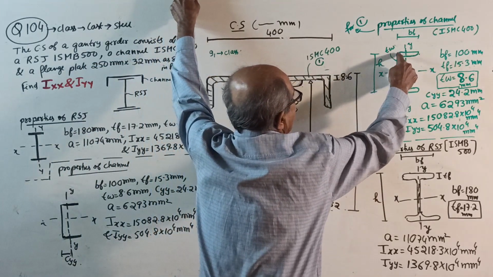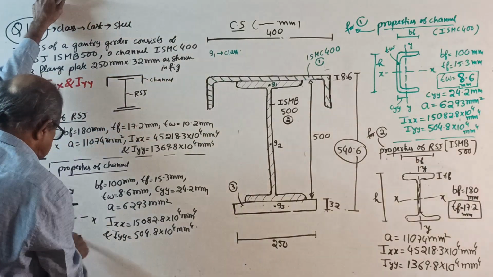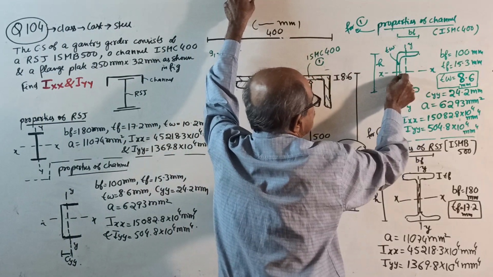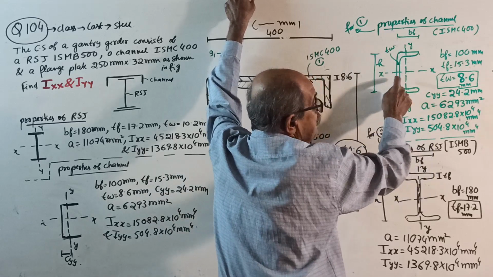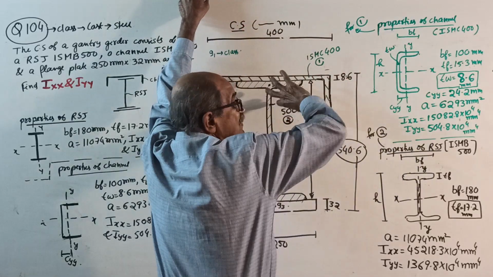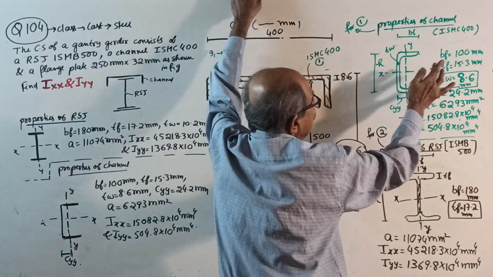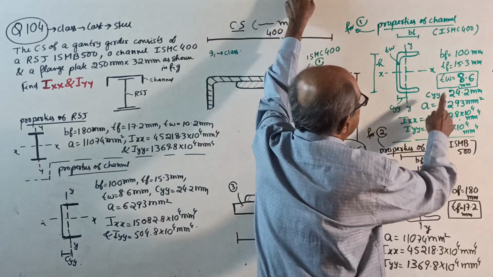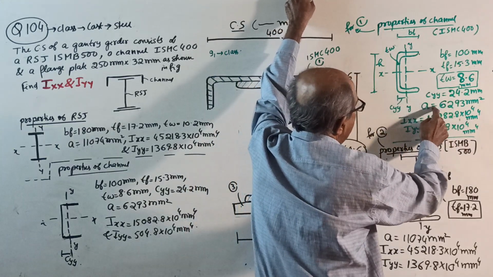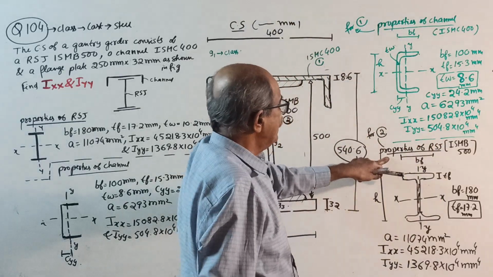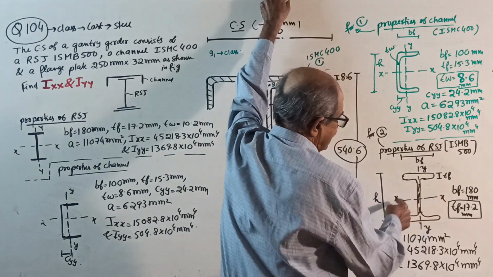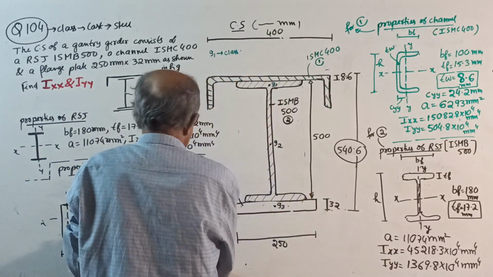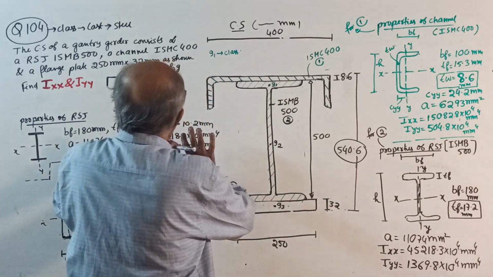See, this channel is given here this way. This is the breadth of flange, given in the question. Thickness of flange, thickness of web, YY, XX, if the placement is like this, but here it is turned by 90 degrees, so the properties are given this way. This TW is important, for some reason. Thickness of flange I wrote here, CYY, area, IXX, IYY. Then the properties for the RSJ. Once again, whatever is given for the RSJ I copied here, and whatever is given for the channel I copied there. Now it is ready for calculation.